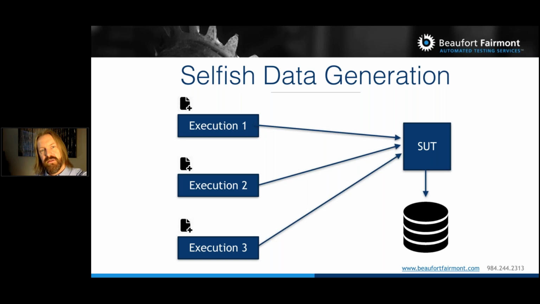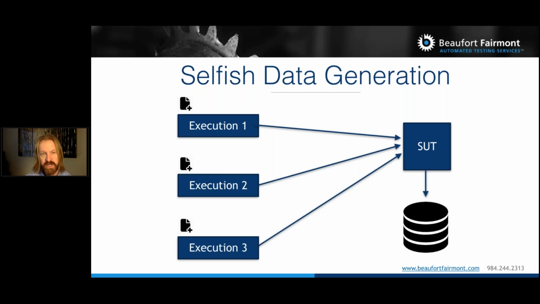Here's a diagram of what selfish data generation looks like. I'm using the new document icon here to talk about the executions. These may be test cases, each one of them. They may be test suites, or they may be a job. Maybe it's an entire job where you can create all the data you need before that job or test suite and run the tests based on that.